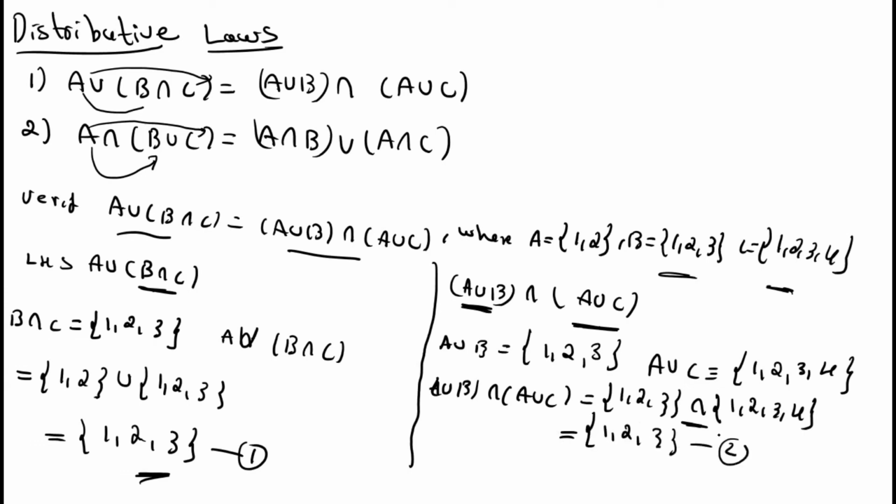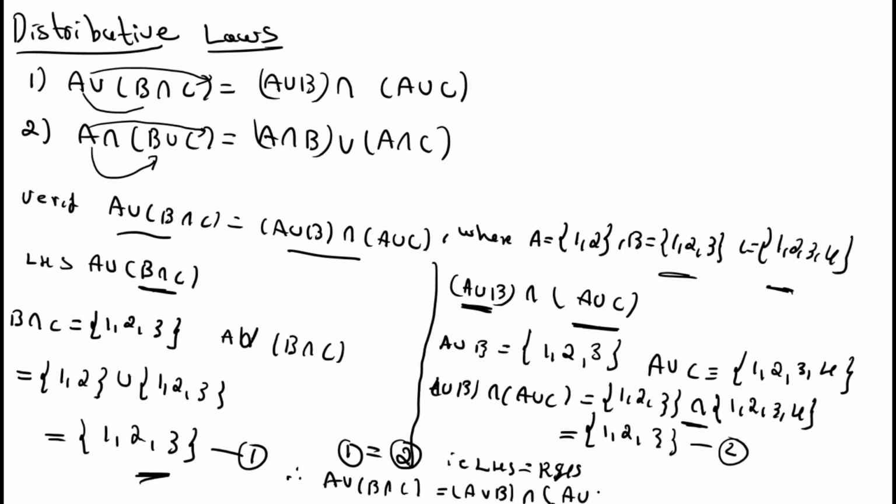Take it as equation 2. Observe equation 1 and equation 2. Equation 1 is equal to equation 2. That is, LHS is equal to RHS. Okay, in this case, therefore, what do you write? You can write it as A union (B intersection C) is equal to (A union B) intersection (A union C).